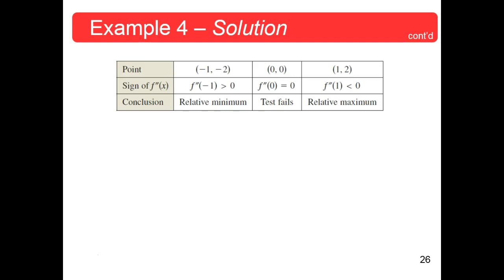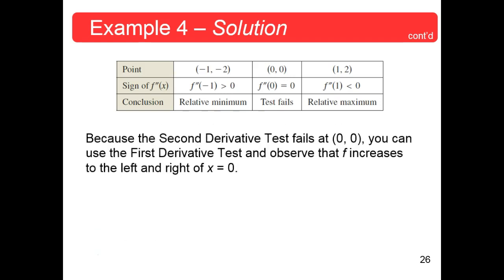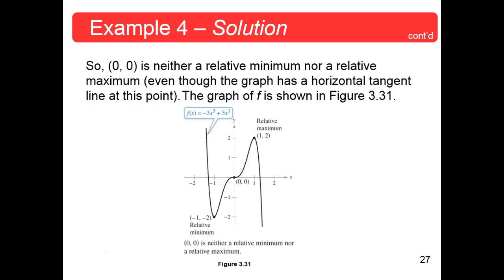Okay, they just skipped the other stuff. They just said this is what it gave you. We had to plug it in to get our answer. If you have a table already set up for you, you don't have to do it, okay? But guess what? I'm not going to give you a table already set up for you. You're going to have to fill in the numbers. Because the second derivative test fails at 0, 0, you can use the first derivative test and observe that f increases to the left, increases to the right, so therefore it's neither a maximum or a minimum.